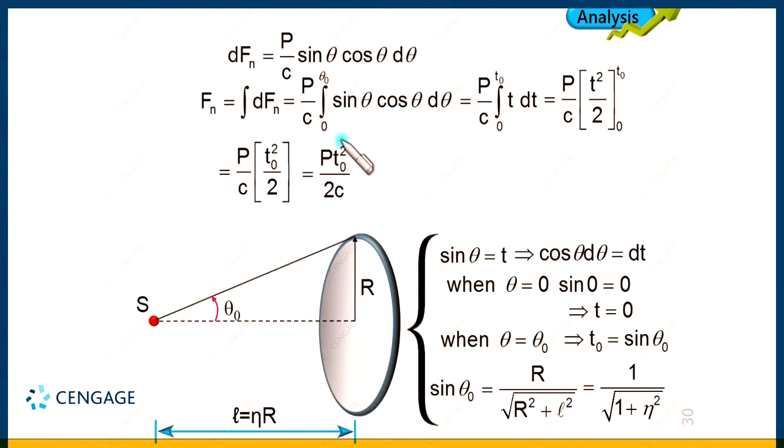Now we can substitute the value of t naught equal to sin theta naught. So this result will be equal to p divided by 2c sin square theta naught, and sin theta naught equal to 1 divided by under root 1 plus eta square. So after substituting this value, this is equal to p divided by 2c multiplied by 1 divided by 1 plus eta square. This is the final value. This is the force exerted by radiation on the plate. Okay.